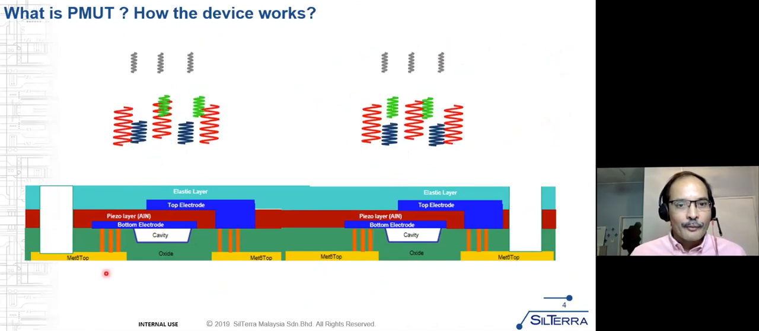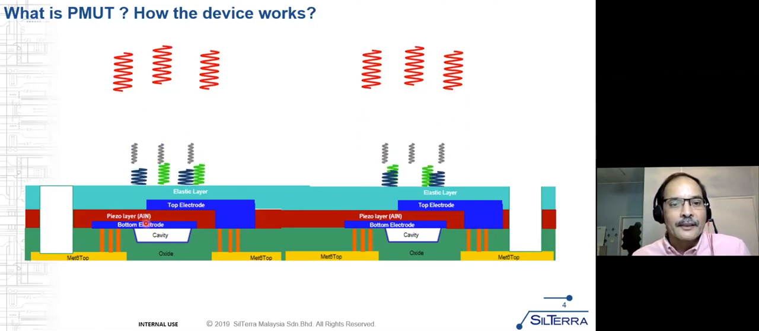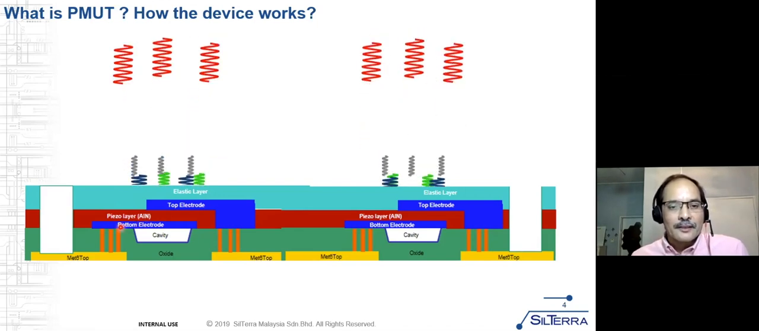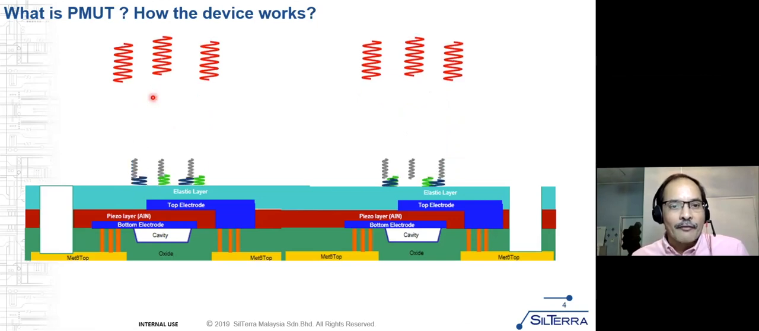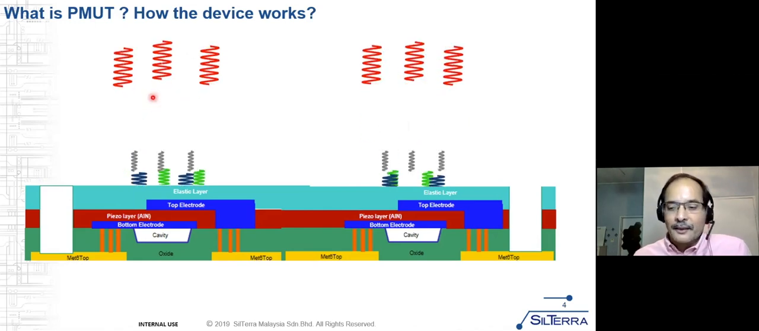So this is how a PMUT cell looks. It has a bottom electrode, a top electrode, and a piezo layer. We use aluminum nitride or scandium nitride as the piezo layer. It's just like a capacitor configuration. The moment you electrically activate this PMUT cell, it generates an ultrasound wave, and those red, green, blue signals you're seeing are the ultrasound.